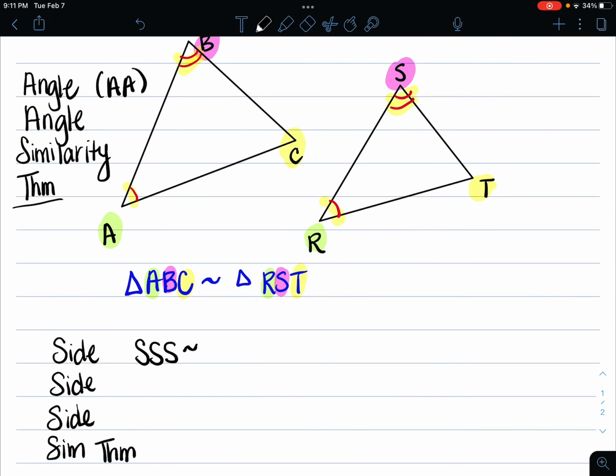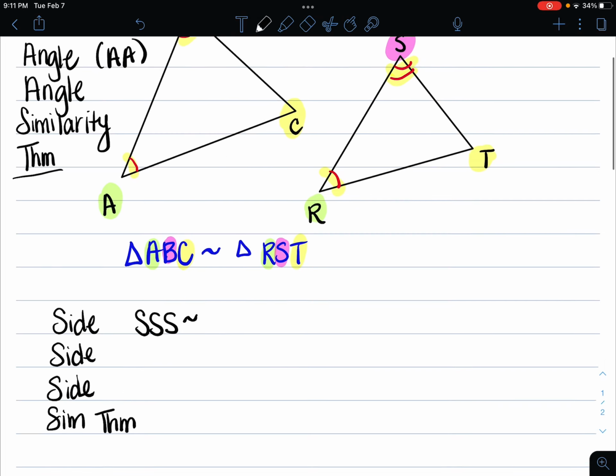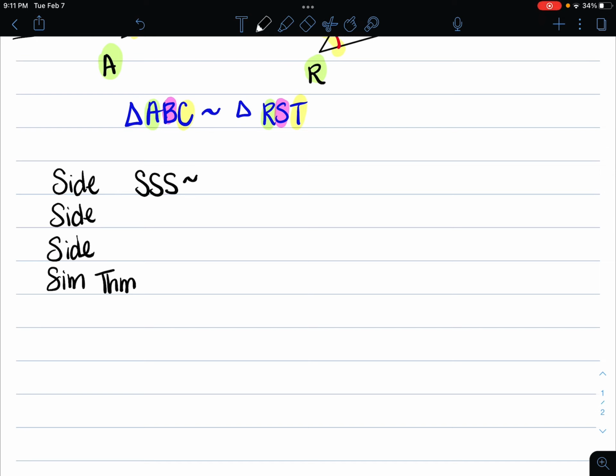Now, if you remember, for congruence we didn't have an angle theorem with just the 2 angles. That wasn't a thing. You have to say that it's similar.